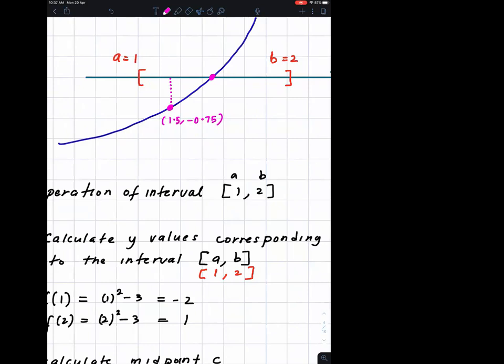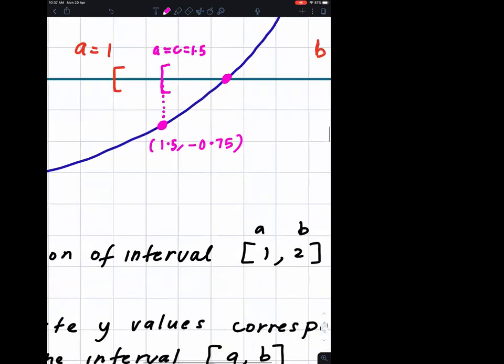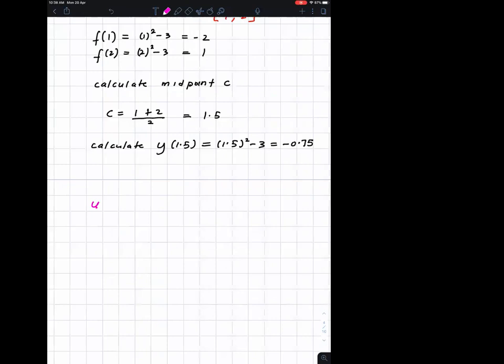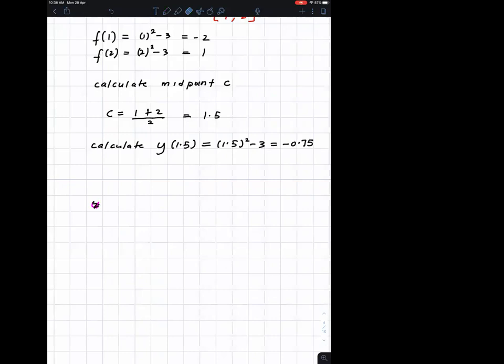So now we can move the interval. In this case, I can let my A equal to C. Update. It's 1.5. So I'm on the left side. Therefore, you update.